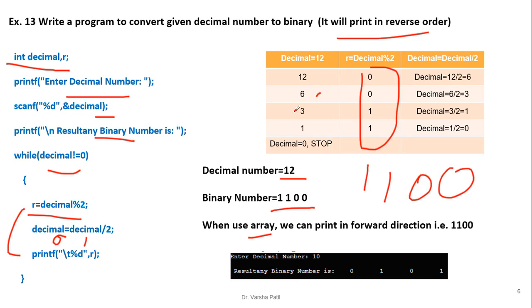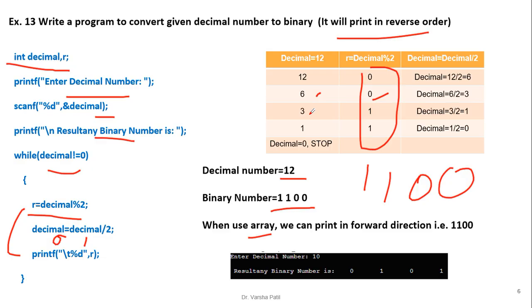Again we take the mod operator, decimal mod 2. When we divide 6 by 2, again the remainder is 0, so we print that answer, that is 0. This 0 will be printed. And now again we reduce the decimal by dividing by 2. 6 by 2, the quotient is 3, so decimal from 6 becomes 3. Next time we will take 3.